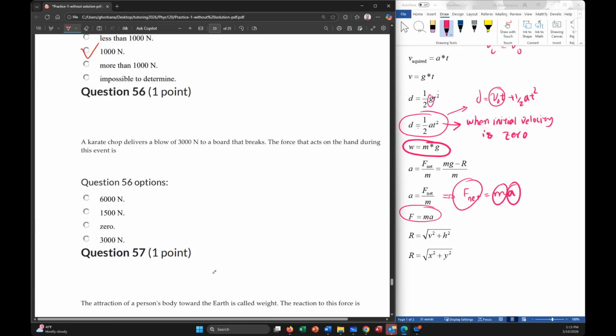56. A karate chop delivers a blow of 3,000 Newton to a board that breaks. The force that acts on the hand during this event is 6,000 Newton, 1,500, 3,000 or 0. Three thousand, yes? Action and reaction.